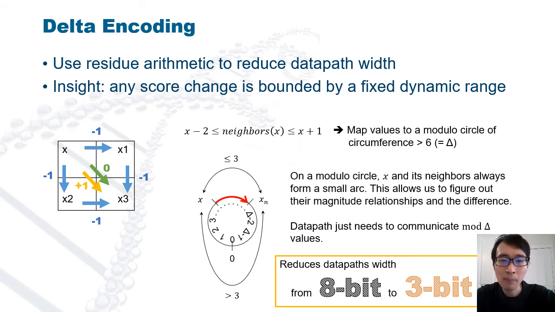Now let us map a pair of x and one of its neighbors xn to a modular circle, if its circumference is larger than 6. Two scores and their transitions are always on the small arc of the circle. This allows us to figure out their magnitude relationship and the difference. And the data path just needs to communicate modulo delta values. Delta encoding can reduce the data path width from 8 bits to 3 bits.